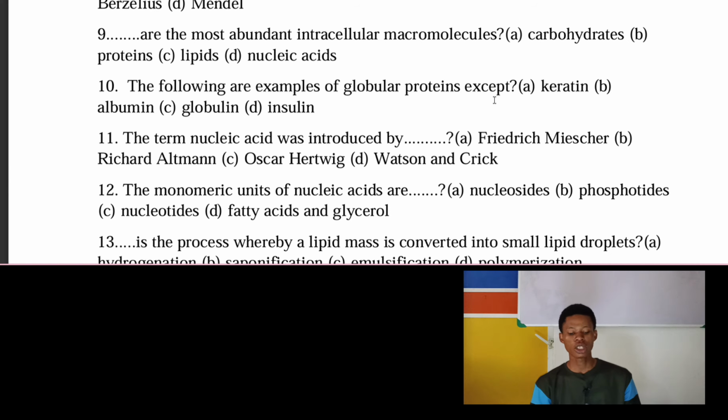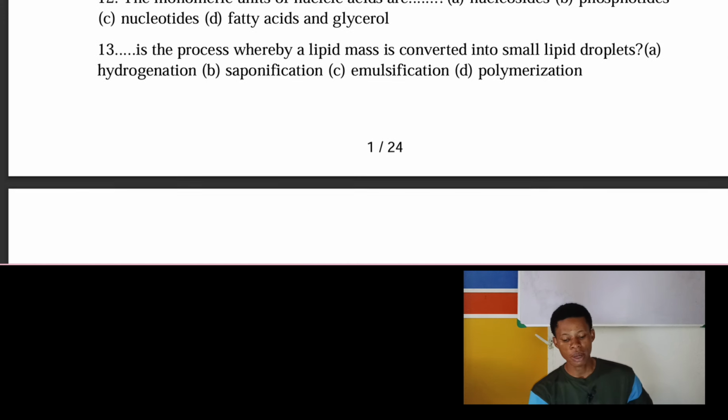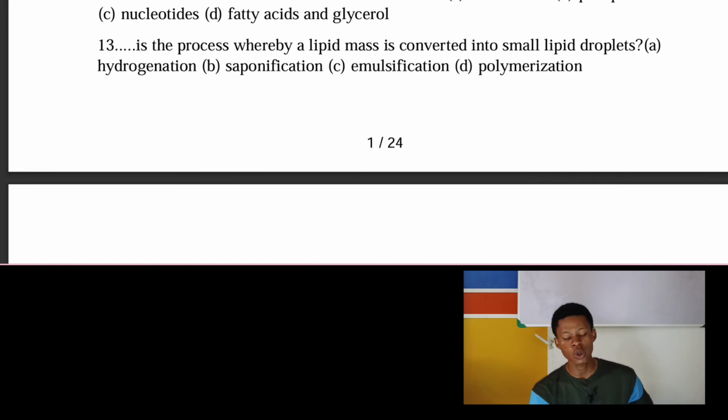Good. Now, number 12. The monomeric units of nucleic acids are dash. When they say monomeric units, they are talking about the building blocks. So the question is asking, the building blocks of nucleic acids are dash. A, nucleosides. B, phosphatides. C, nucleotides. D, fatty acids and glycerol. The answer is that the monomeric unit of nucleic acid is called nucleotides.